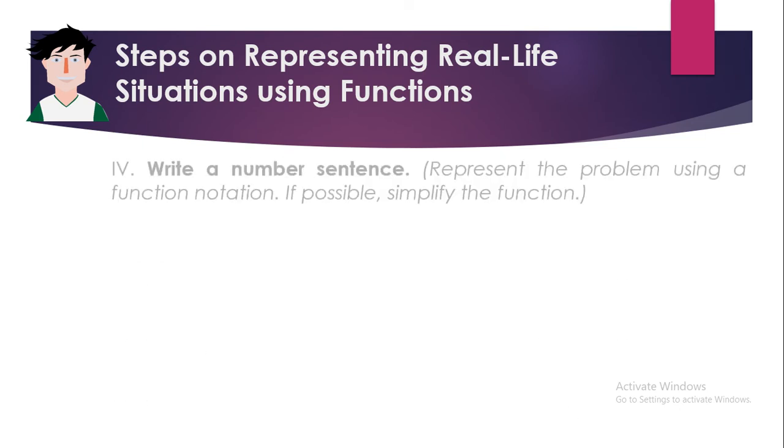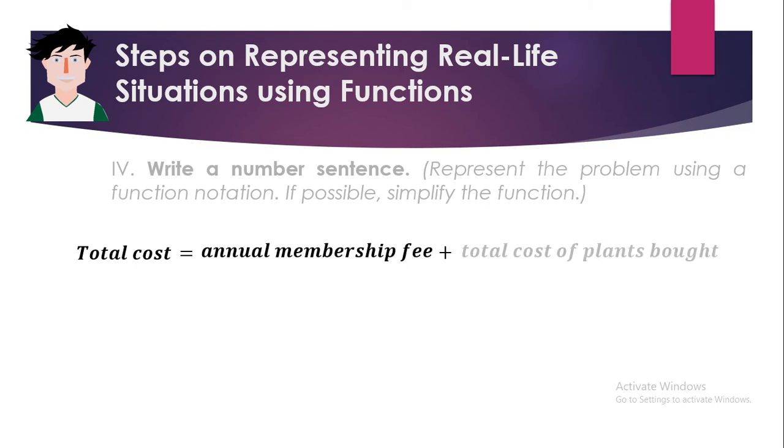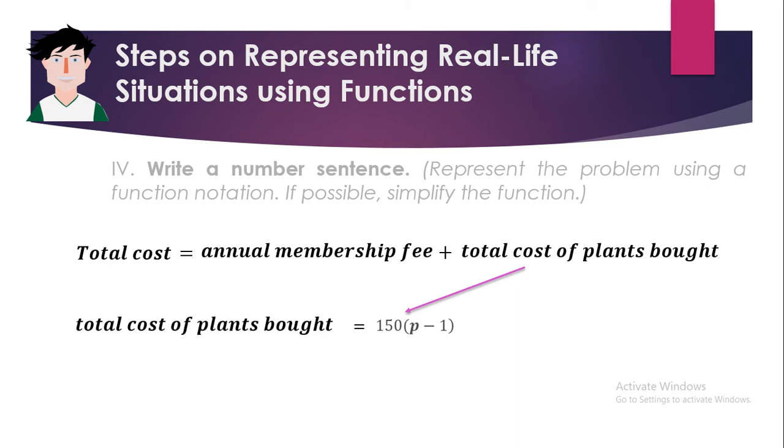And the last step, write a number sentence. The number sentence that will represent that problem is the total cost equals the annual membership fee plus the total cost of plants bought. Since the total cost of plants bought will be represented by 150, which is the cost of each plant, times the quantity. P is represented by each ornamental plant, minus 1. Minus 1 since the first ornamental plant is free.